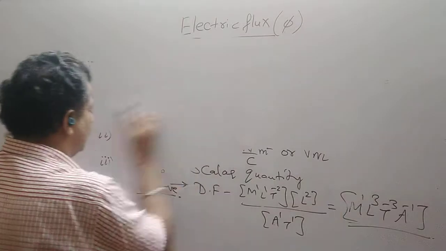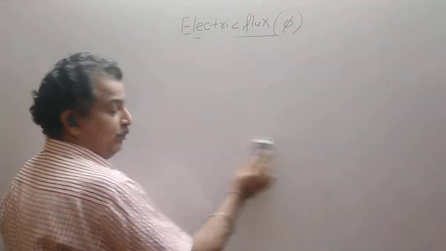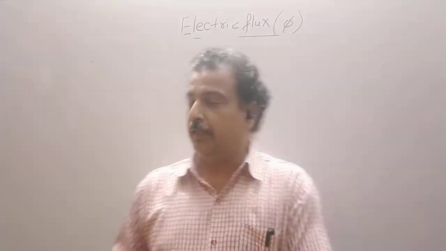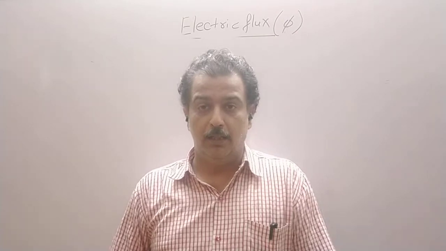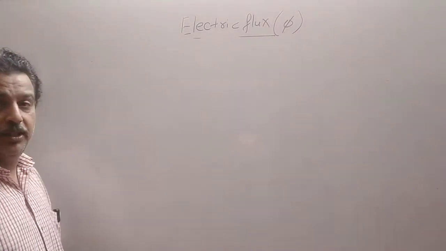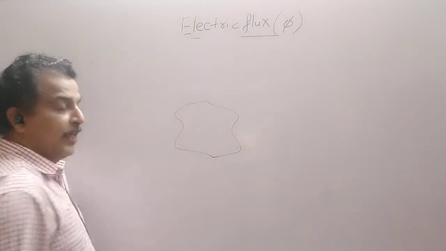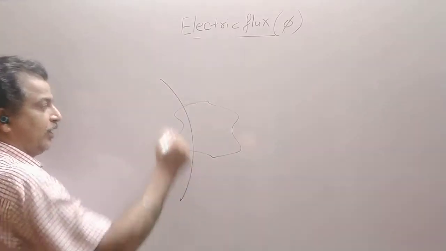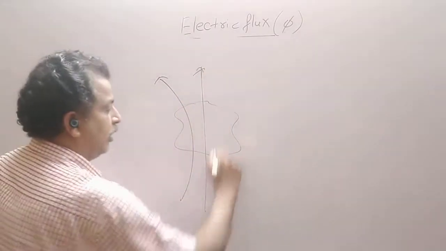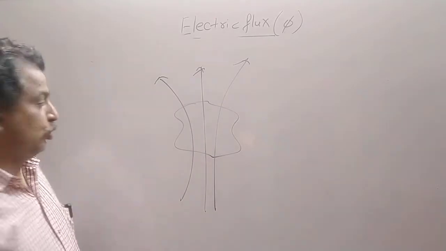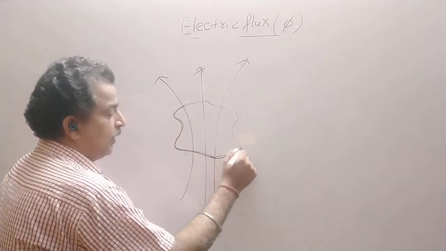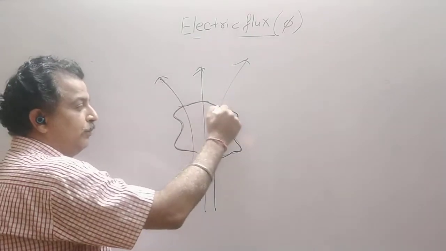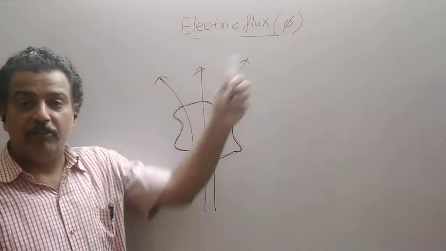Now there are other possibilities also. It may be possible that the field is not uniform, or the surface which we have taken, for example a rectangle, is irregular, and the field is also non-uniform. Non-uniform electric field is denoted by curved lines. They are not equidistant and parallel. So how will you find out the electric flux in this case?